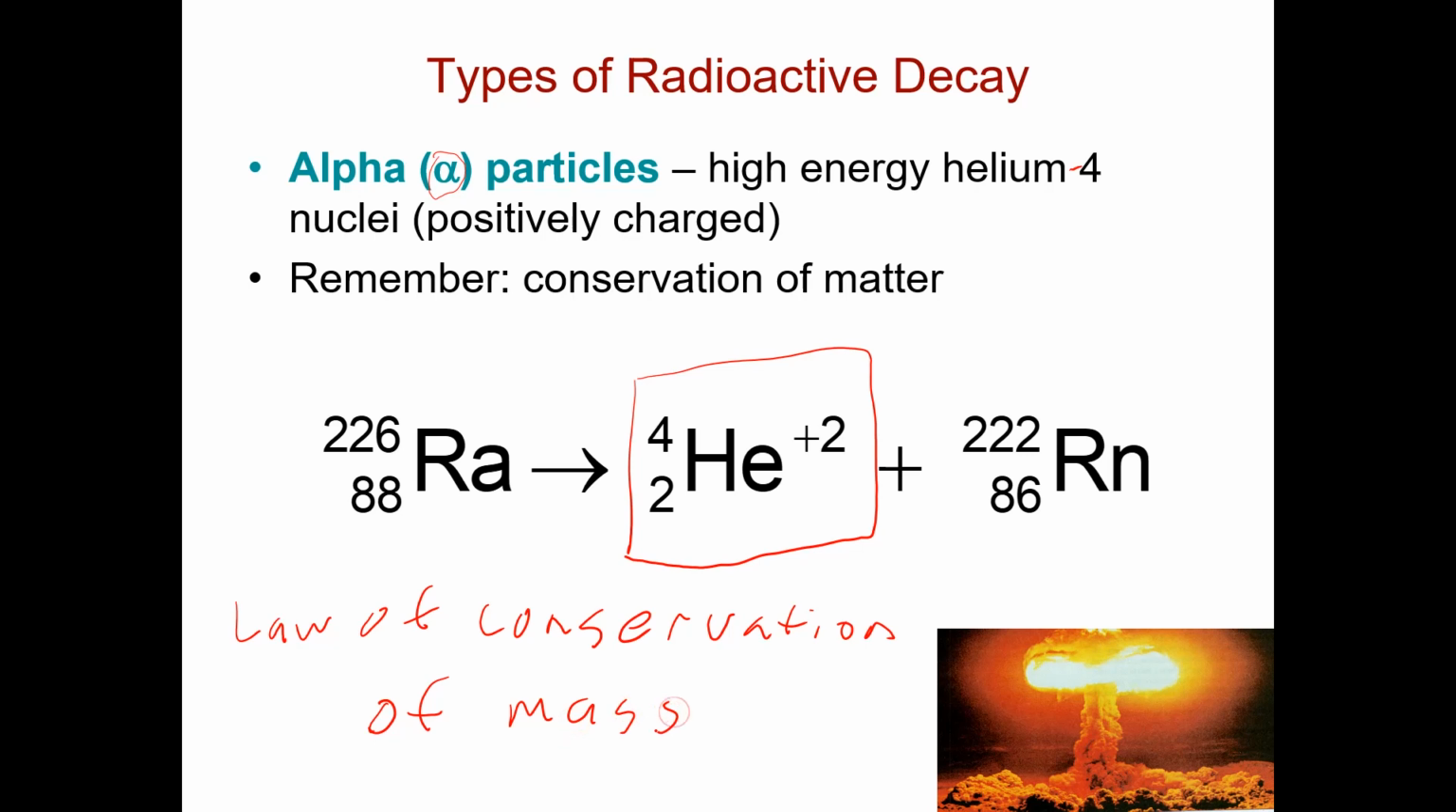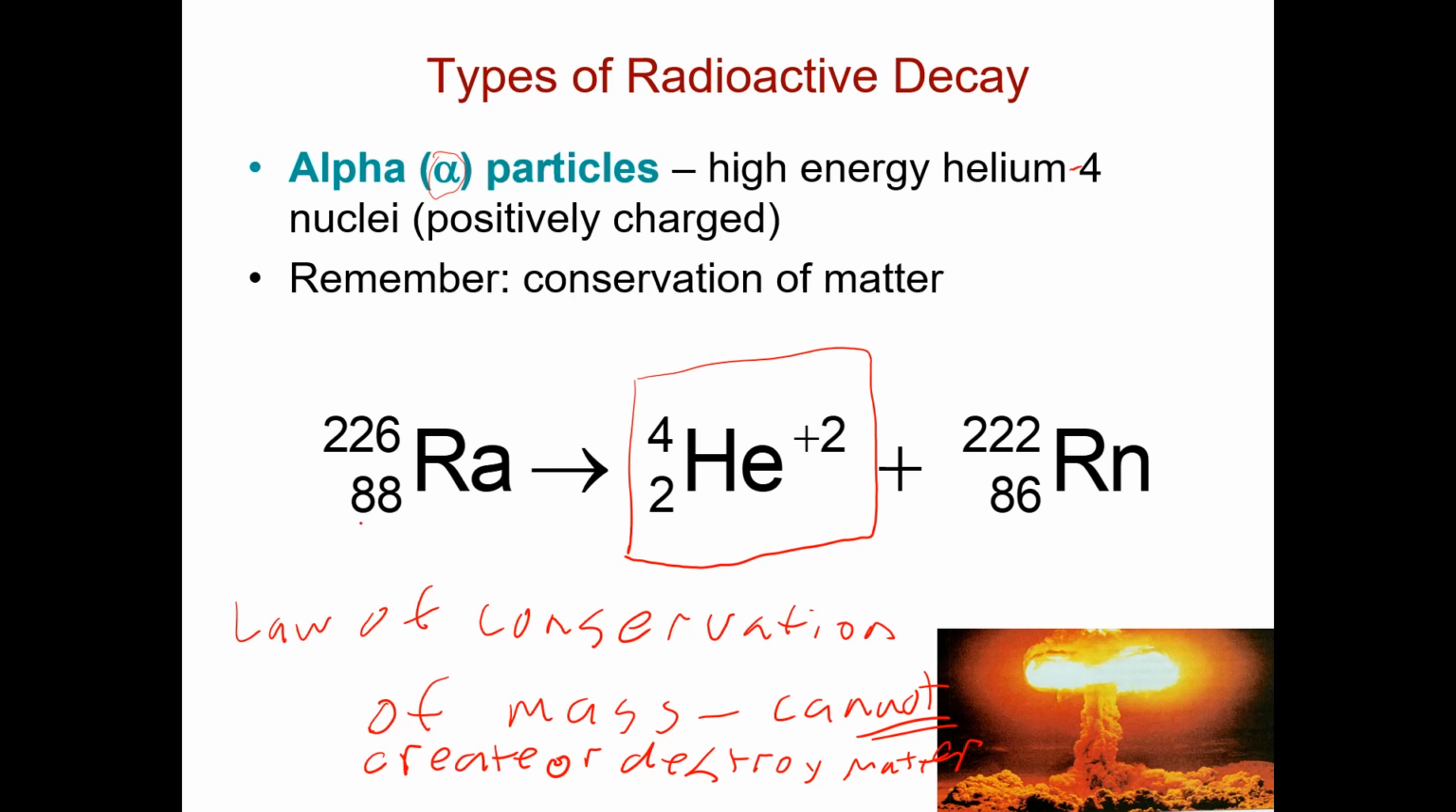So the law of conservation of mass tells us that we cannot create or destroy matter. So if we lose a helium nucleus, then we have to have what's left make up the remaining protons and neutrons.